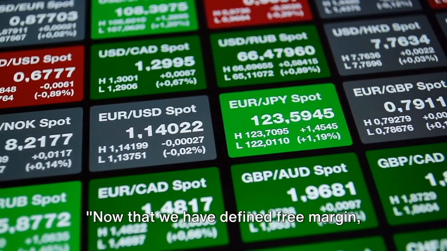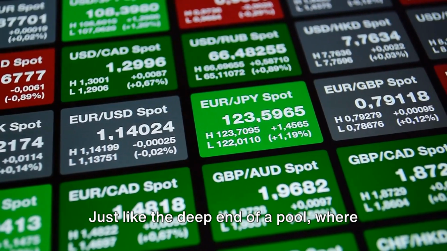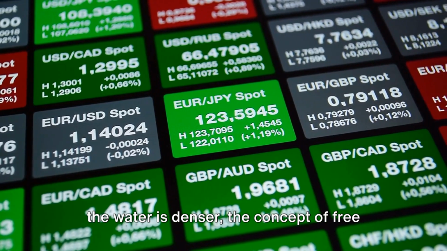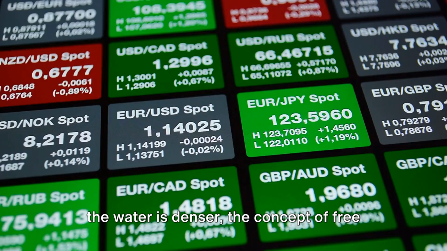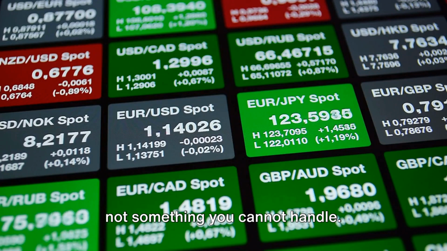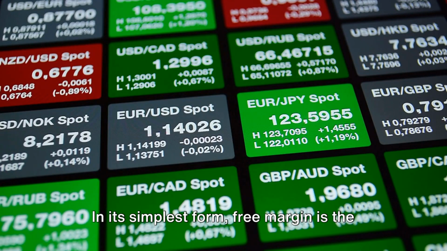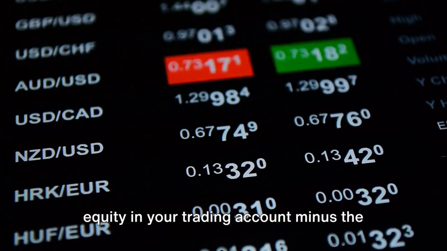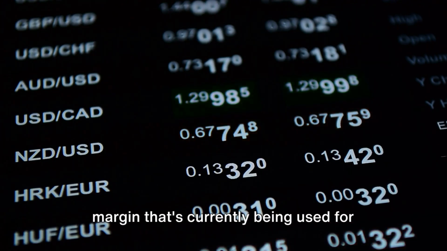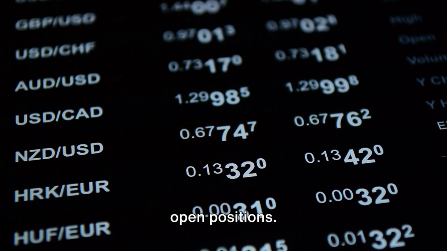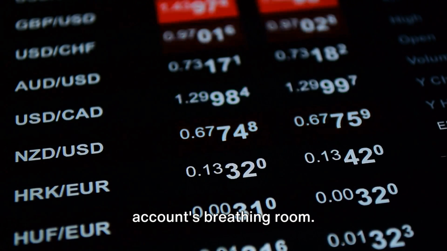Now that we have defined free margin, let's delve deeper into it. Just like the deep end of a pool, where the water is denser, the concept of free margin is a bit more involved, but it's not something you cannot handle. In its simplest form, free margin is the equity in your trading account minus the margin that's currently being used for open positions. You could say it's like your trading account's breathing room.